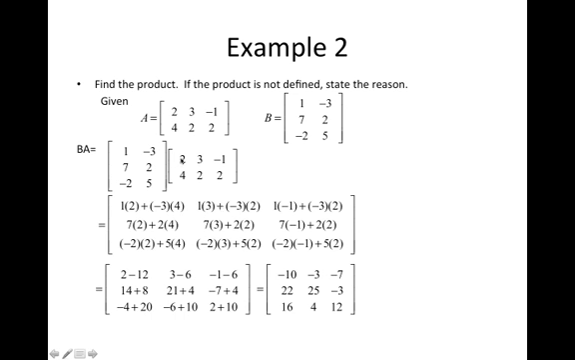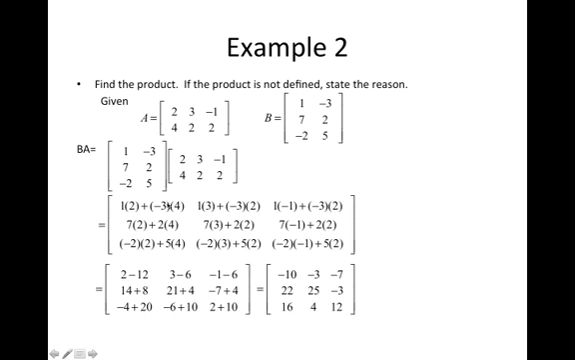So negative 2 times 2 plus 5 times 4. And then negative 2 times 3 plus 5 times 2. Then negative 2 times negative 1 plus 5 times 2. All right, so now let's do the baby products, and then we'll add.